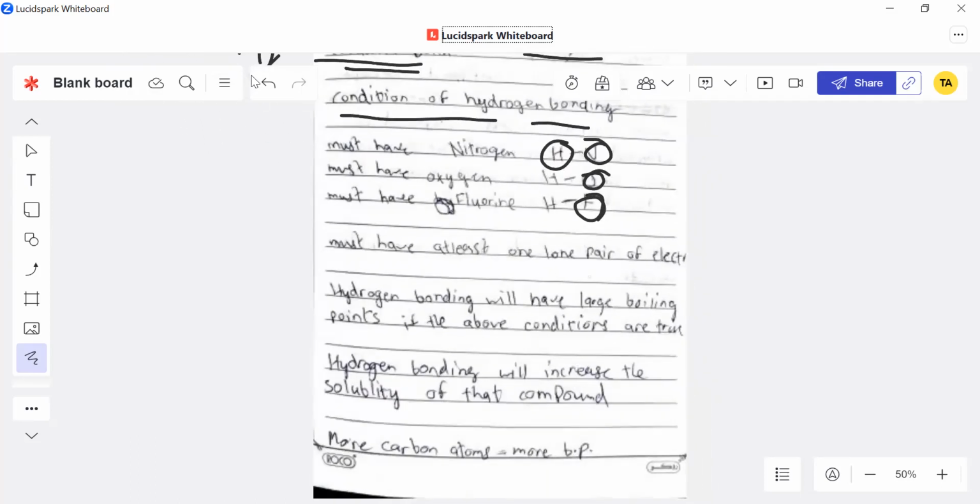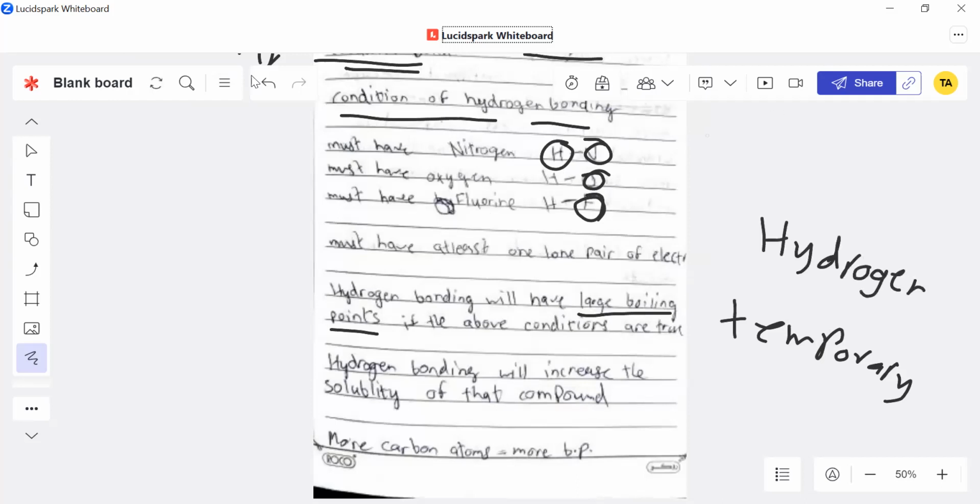And hydrogen bonding will have the largest boiling point compared to all of the other intermolecular forces. So the temporary forces will have a weaker boiling point compared to hydrogen bonding. One point that you need to remember is that in intermolecular forces, hydrogen bonding is the strongest, whereas temporary forces are weaker compared to hydrogen bonding. So in intermolecular forces, hydrogen bonding has the highest boiling point.